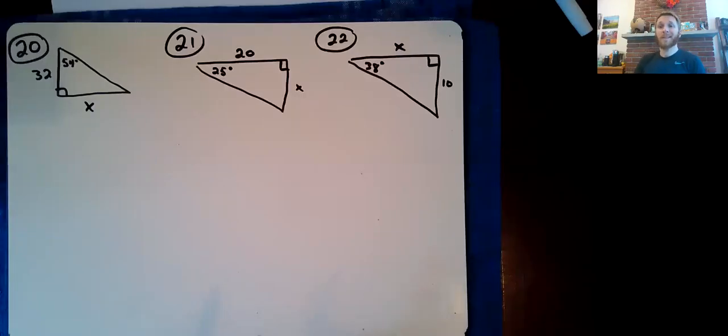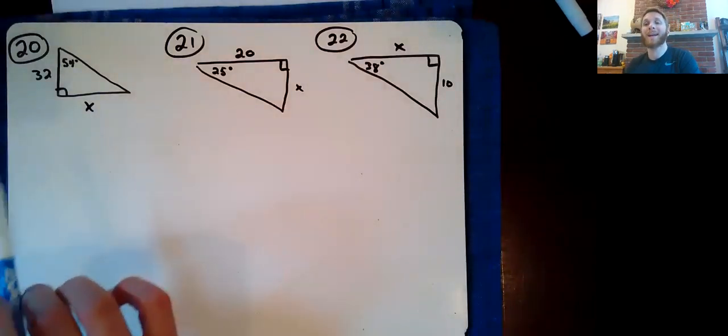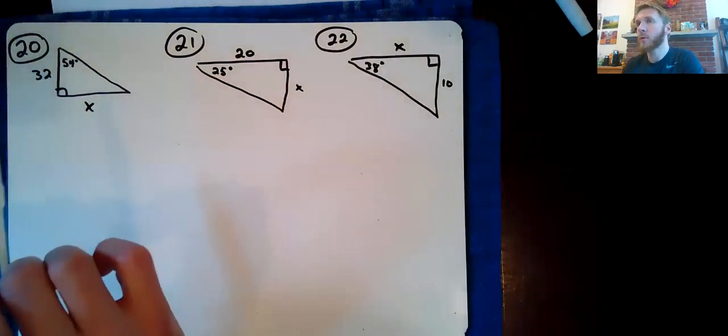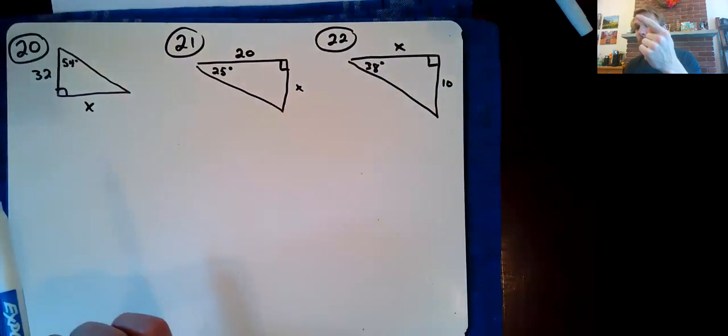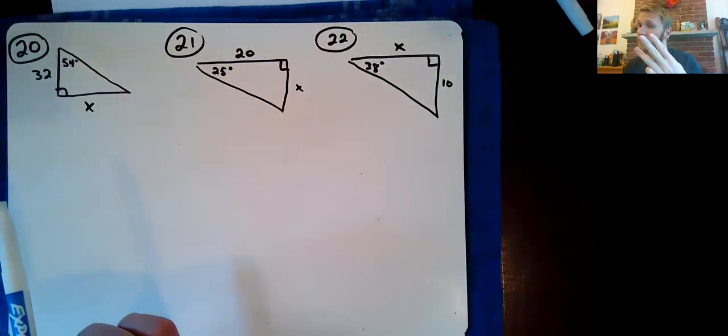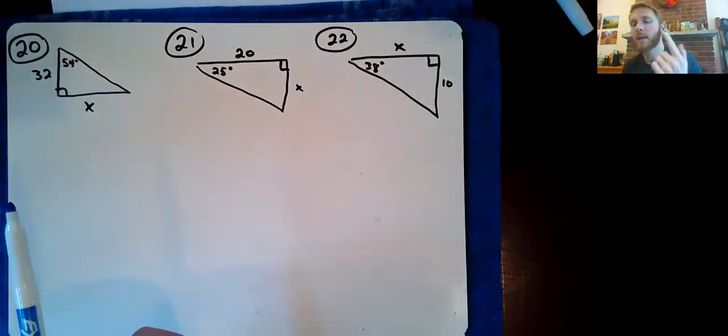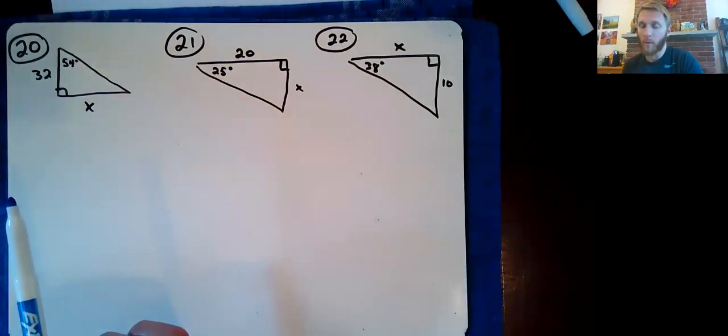All right, in these examples, we're going to use the tangent ratio again. The one difference is we're going to actually use it to solve for the missing sides of the right triangles. So keep in mind, the tangent ratio is opposite over adjacent. So you would need to use an angle, an opposite side, and an adjacent side. So that's three things. You need to know the measure of two of the three, and you will be able to solve the third one.